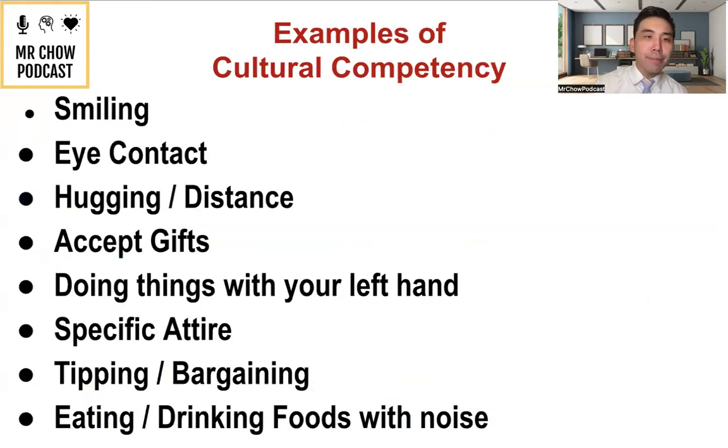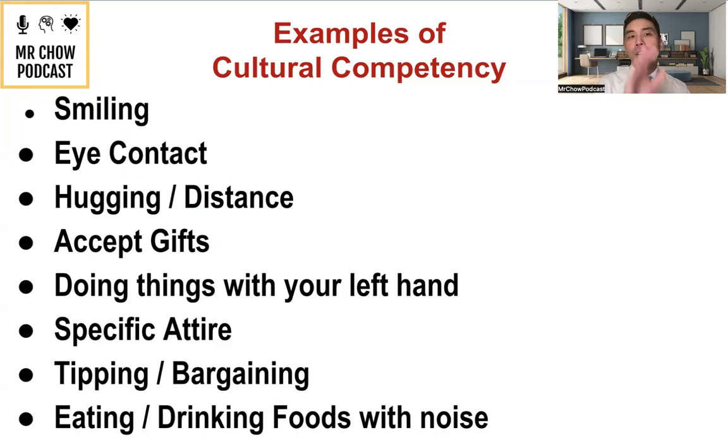Examples of cultural competency. Okay, so slow down here. Look at this list real quick. Smiling, eye contact, hugging, distance, accepting gifts, doing things with your left hand, specific attire, tipping, bargaining, eating or drinking foods with noise, etc. This is a short list, but if I were to ask you, are the things on this list good or bad? Now, I don't know what culture you come from, whoever's watching this, but from the culture I come from, yeah, these are pretty good things. Eye contact with people is good. I taught it in the lesson before. Smiling with someone, showing affection, hugging, etc.